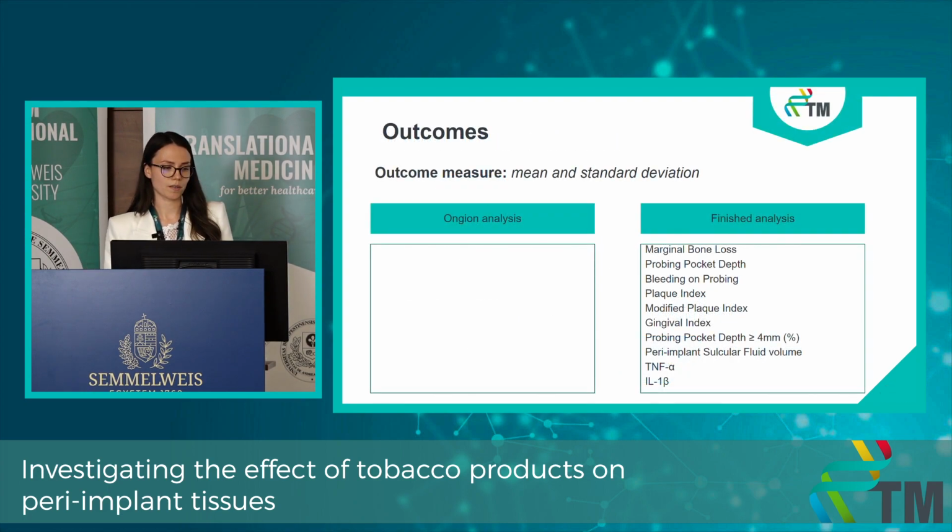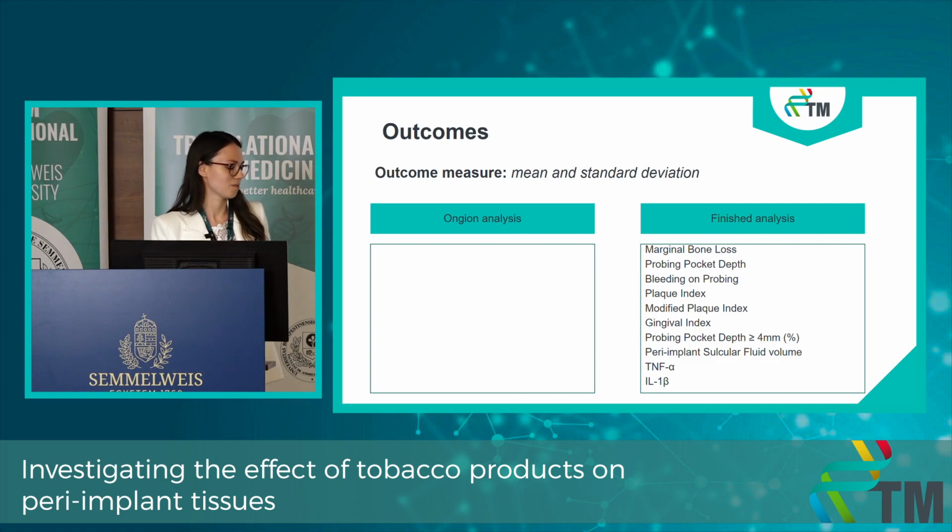So for the outcomes, all of the effect measures were mean and standard deviation, and here you can see the list of our outcomes, so the marginal bone loss, the variety of clinical parameters, and the immunological parameters, for example, the tumor necrosis factor alpha and interleukin-1 beta. But we have a little bit shortage of time, so that's why I want to speak about the first 2.